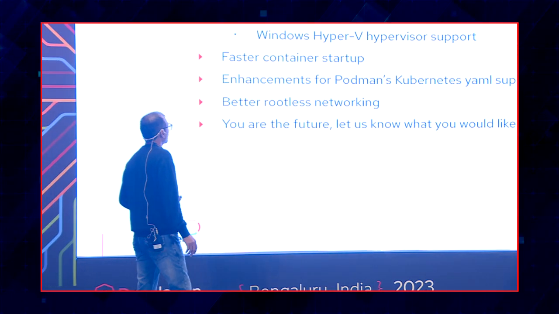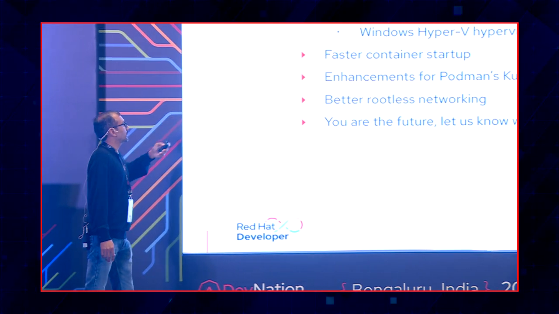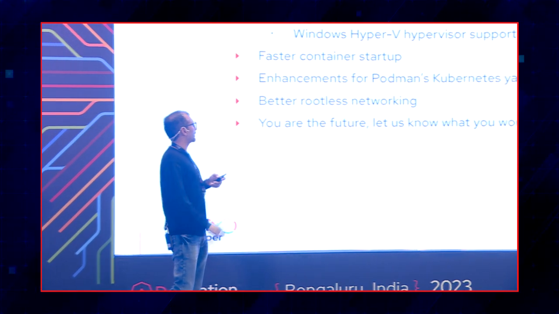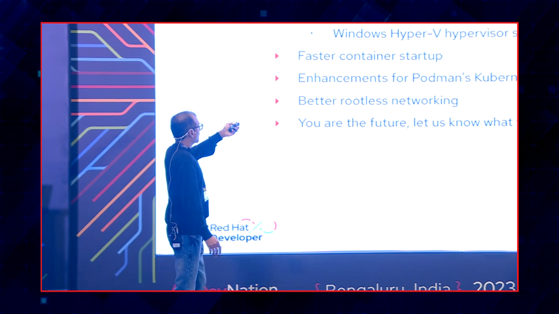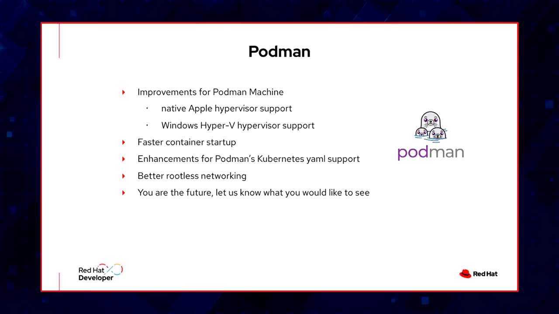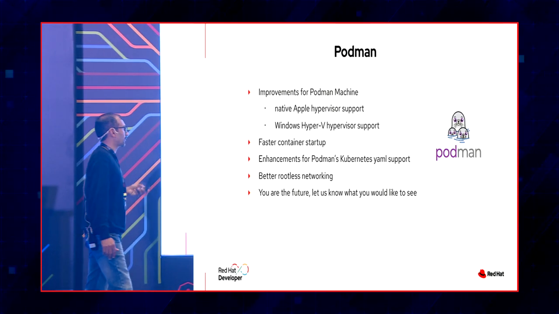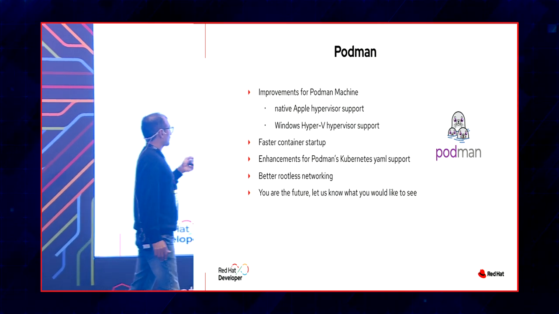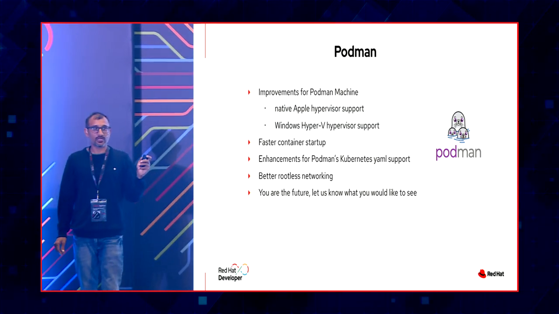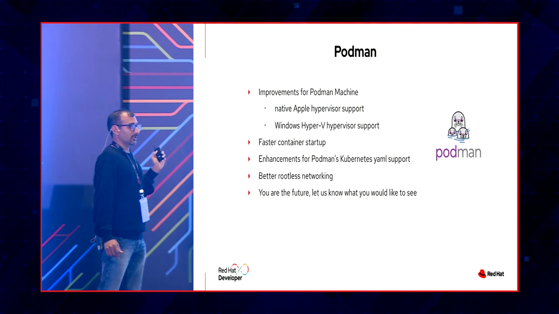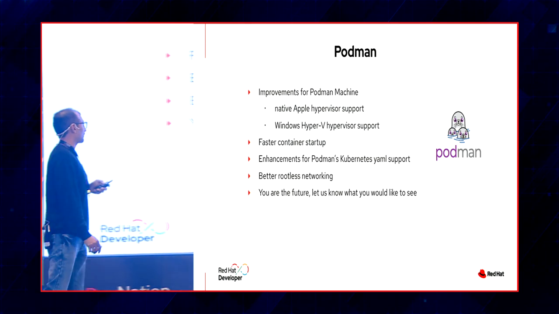So, future capabilities. Some of these are already done, it's a bit old, in the sense that we are already working on Apple hypervisor support, which is already there in tech preview, so we can try it out. The third point is we want to enhance the YAML support in terms of resource support. Right now we only support the pod, but we want to support the other Kubernetes resources. Then the networking part: in rootless mode, there are some parts which don't work as expected, so we want to improve it. With Podman 5.x, we are changing the networking stack. It's going to be something different, which will help us with that particular point.